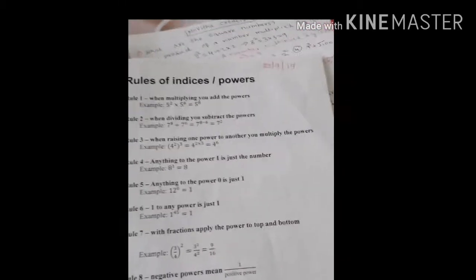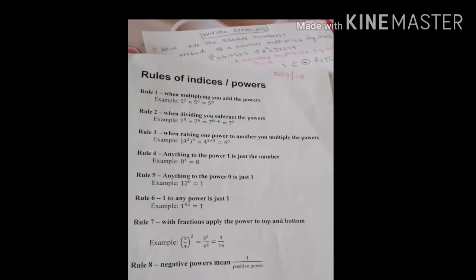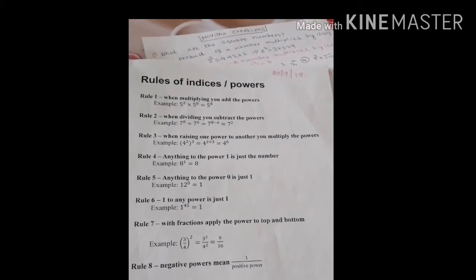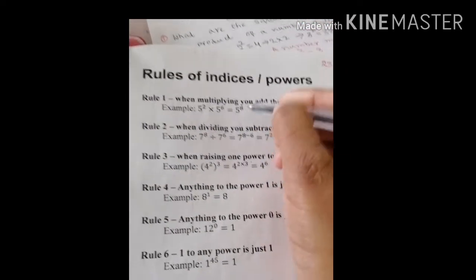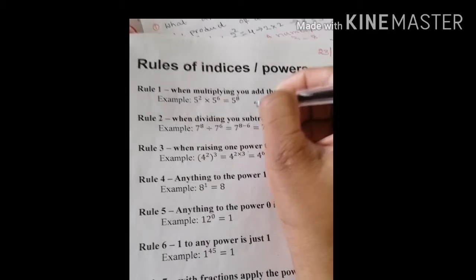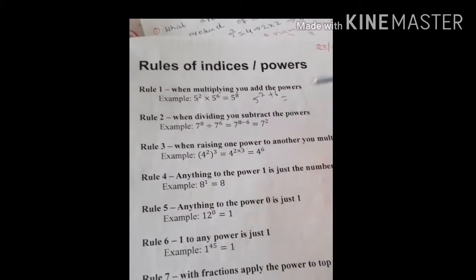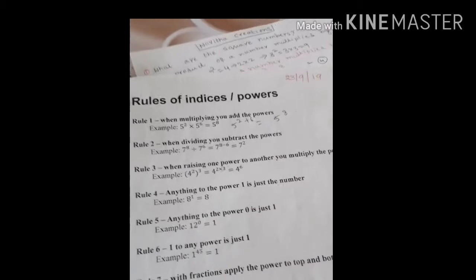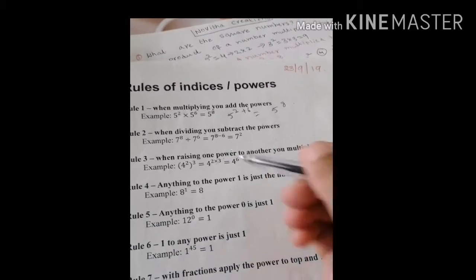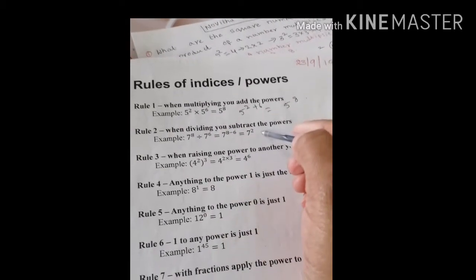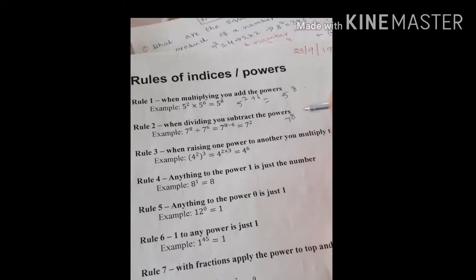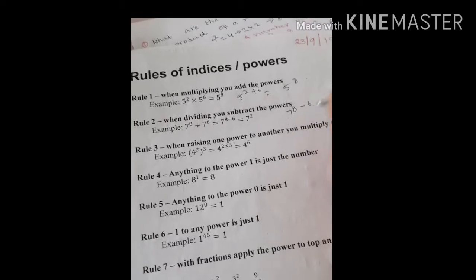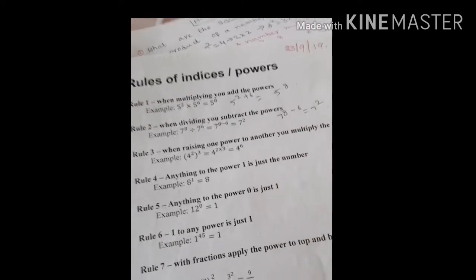You can see here indices and powers rules. When multiplying you add the powers. So for example 5 squared times 5 to the power of 6 equals 5 to the power of 8, because 2 plus 6 equals 8. This is the rule. And the second rule is when dividing you subtract the powers. So 7 to the power of 8 minus 6 equals 7 to the power of 2.